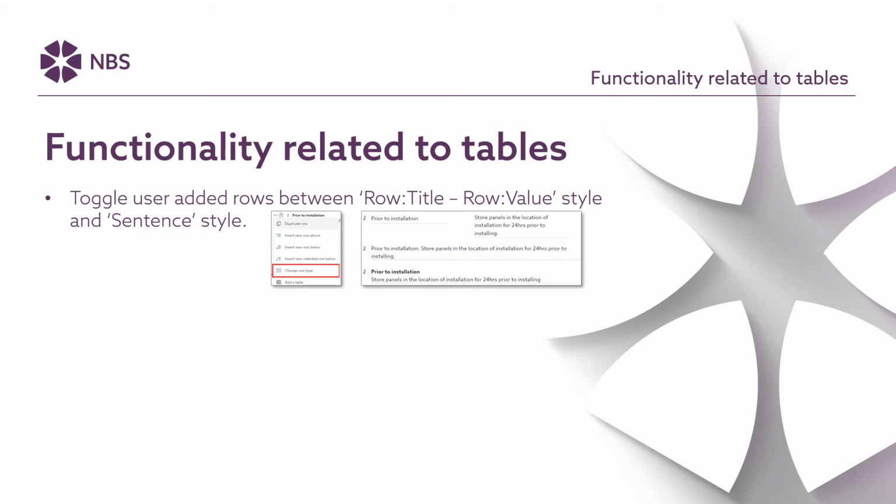If a row title and row value style row is toggled to a sentence style row, the row title gets added as the top line of the sentence row. This can then be formatted to suit, for example with a colon or bold style, to distinguish it as a title. If a sentence style row is toggled to a row title and row value style row, the whole row is transferred to the row value field on the right. A suitable label can then be entered.